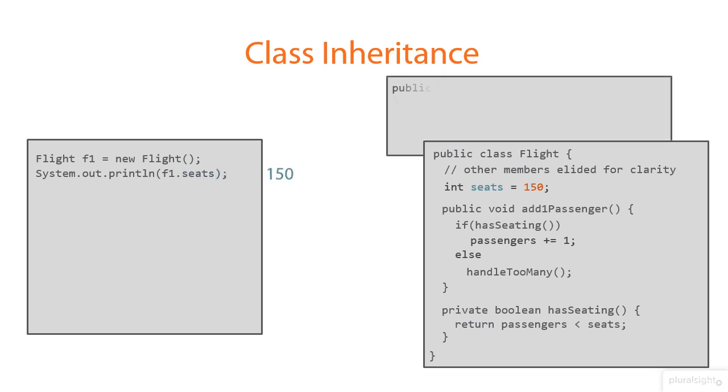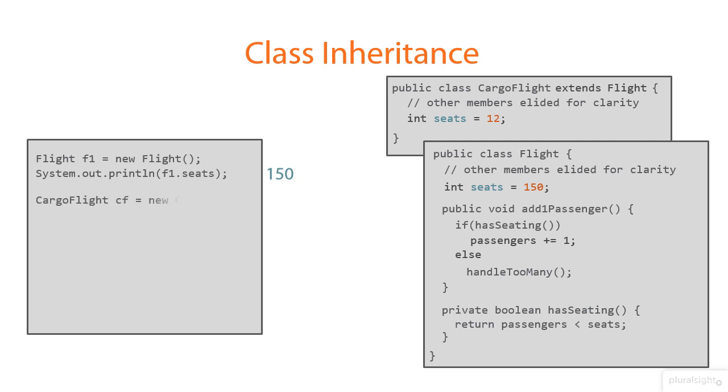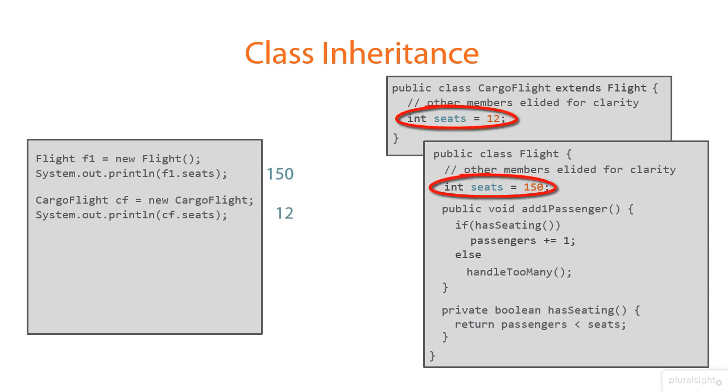Now if we take our cargo flight class that extends the flight class, or inherits from it, and it adds its own field called seats with a value of 12, which would make sense, right? If a plane is a cargo flight, it may have fewer seats. If we then create an instance of the cargo flight class and assign it to a reference of type cargo flight called CF, and print out the value of CF.seats, that gives us a value of 12. The cargo flight seats field is hiding the flight seats field.